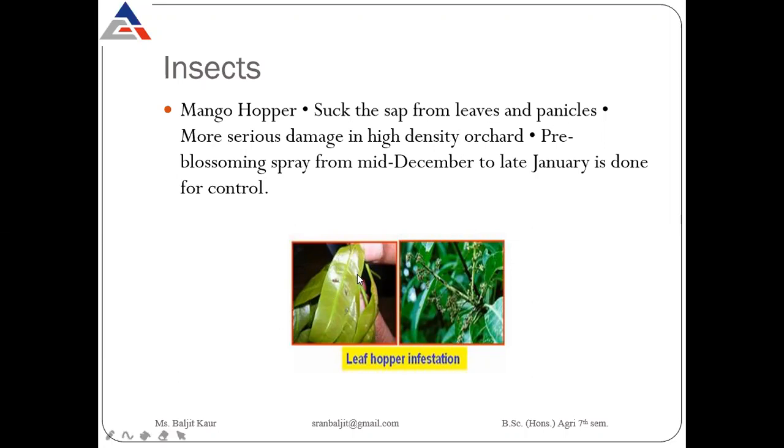Mango hoppers attack the leaves and panicles, that are the inflorescence, and they suck the sap from these areas. The most serious damage of mango hopper can be seen in high density orchards, right? A pre-blossoming spray can be done in the month of mid-December to late January to control mango hoppers.